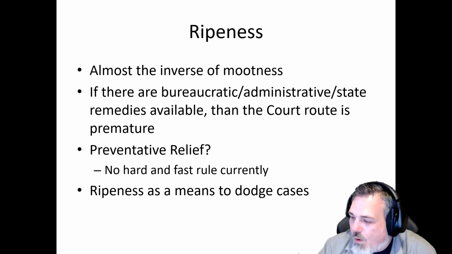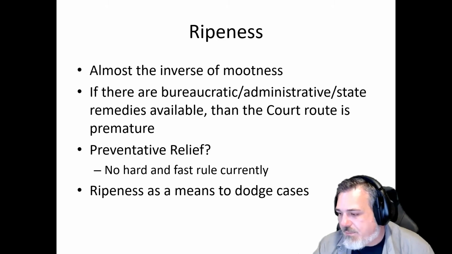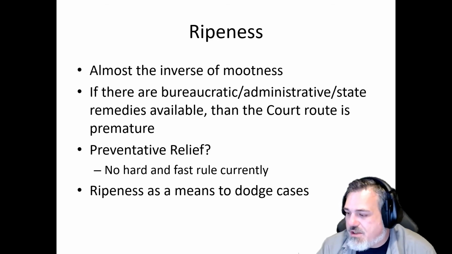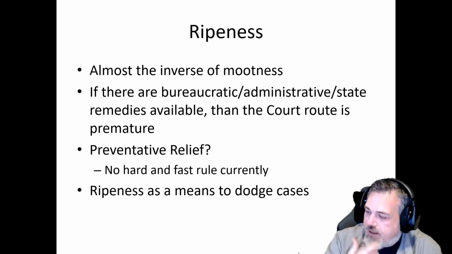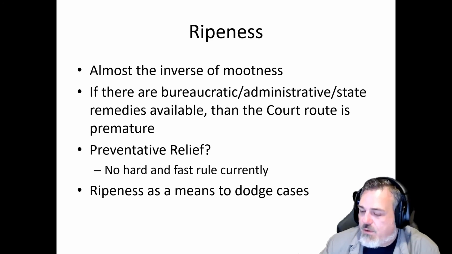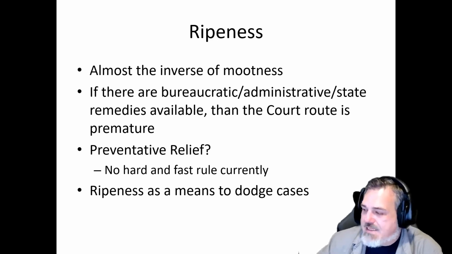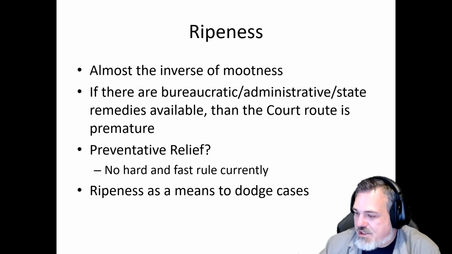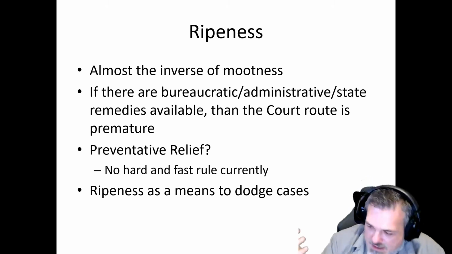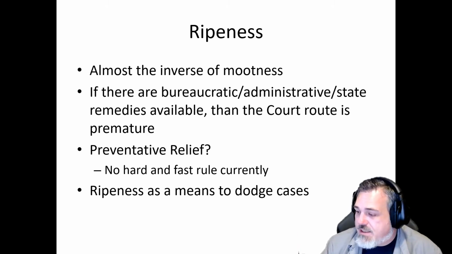it is more of a tool for courts to dodge cases than it is actually really a barrier to entry, though oftentimes it is a threshold issue because it's not hard to imagine that the government has denied you of your rights, but you didn't ask them to resolve that issue and immediately went to the courts. So you could see how that circumstance would come up as well. But it is still used by courts to sort of dodge some of these issues as well. Other questions on mootness and ripeness?